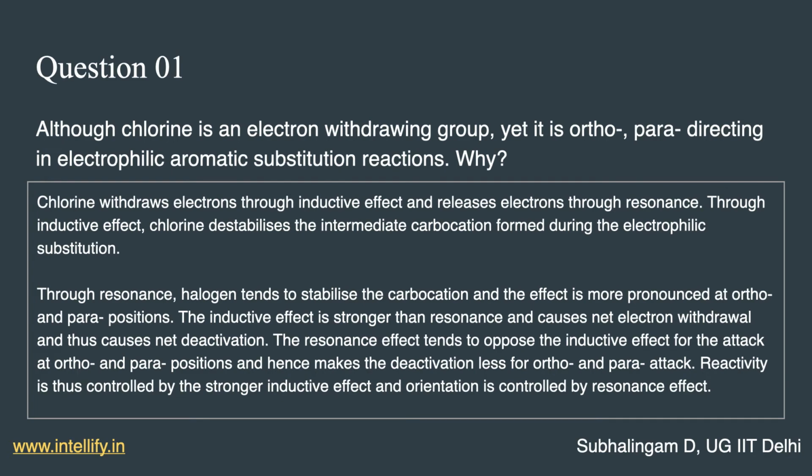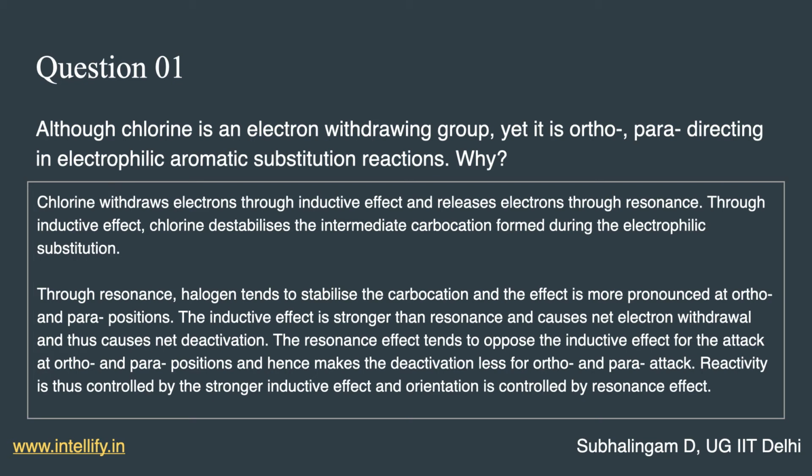With inductive effect, chlorine destabilizes the intermediate carbocation formed during the electrophilic substitution. And with resonance, halogen tends to stabilize the carbocation and the effect is more pronounced at ortho and para positions. We have seen the resonating structures. We noticed that the negative charge appeared at ortho, then para, then back to ortho, right? In the previous video also I showed you, and we saw it in the beginning also.